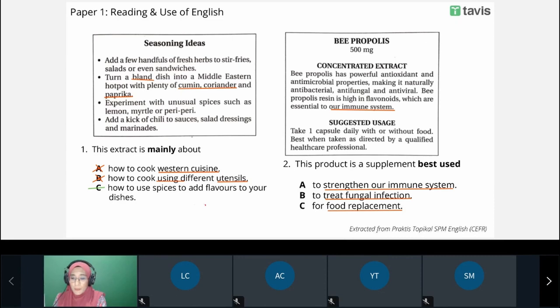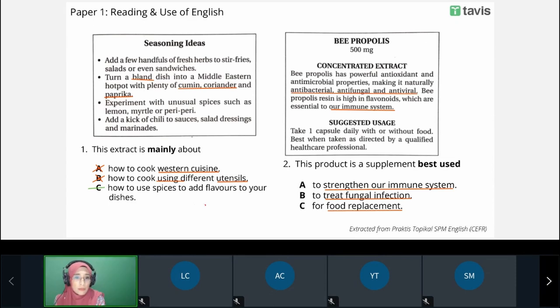Immune system. Oh, we have two answers. One says B, one says C. Let's see. Now we can see that there is a match: immune system, and to strengthen our immune system. And here it says, essential to our immune system. Now B, to treat fungal infection. Does it only treat fungal infection? Only fungus kind of infection? Here it says, making it naturally antibacterial, antifungal, and antiviral.